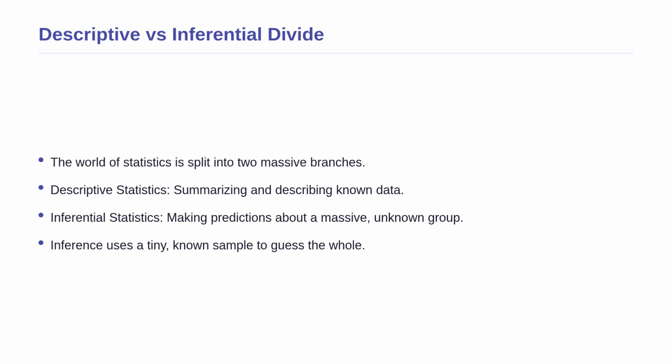Inferential statistics, on the other hand, is about making predictions or guesses about a massive unknown group based on a tiny known group. For example, if you taste one spoonful of soup to check if the whole pot needs more salt, you are using a small sample to make an inference about the entire pot.